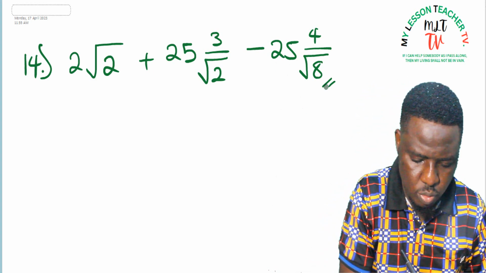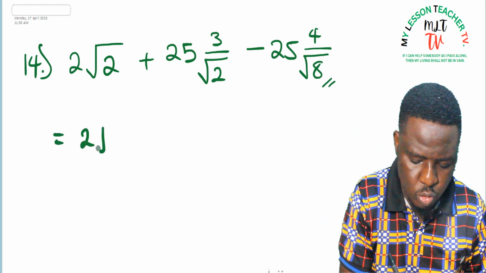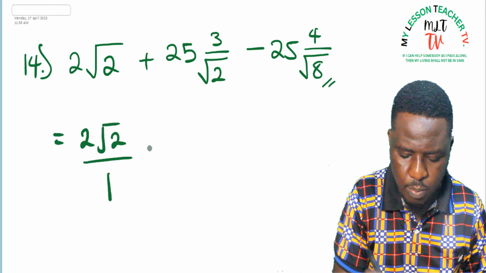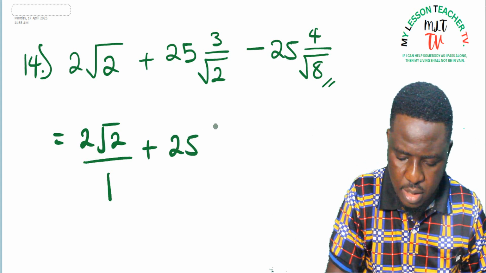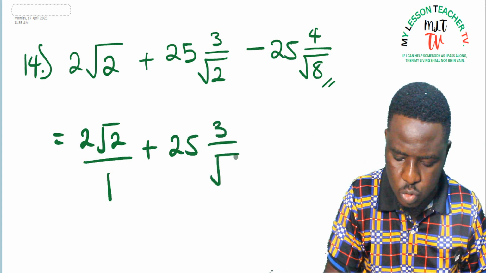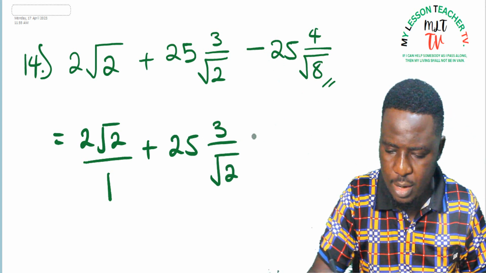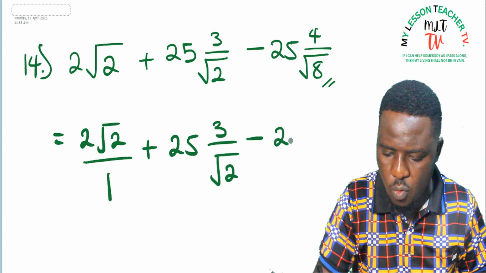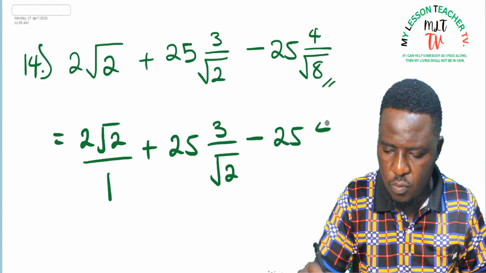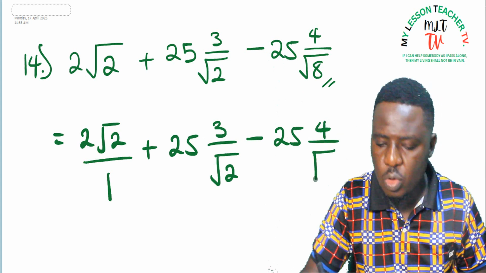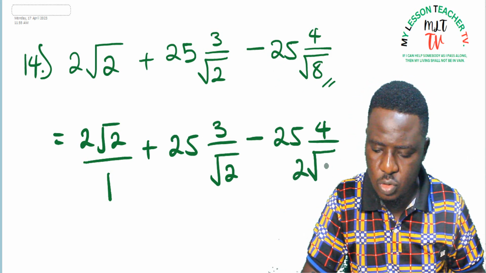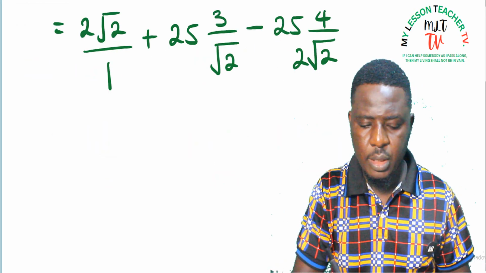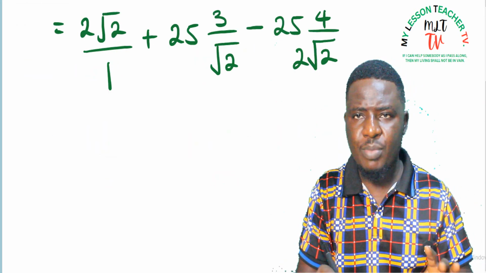So this is equal to 2 root 2 over 1 plus 2 5/3 over root 2 minus 2 5/4 over root 8. Root 8 can be expressed as root 4 times 2. That is 2 root 2. So this gives us 2 root 2. Okay, we have now simplified them to their basic surd forms.